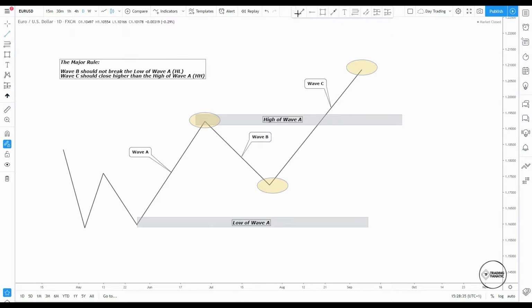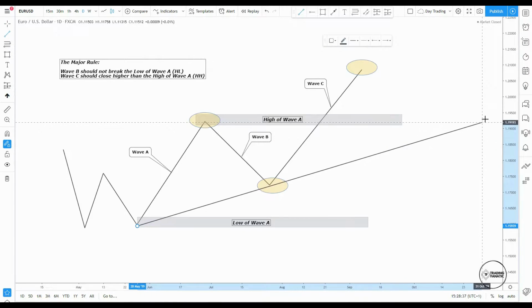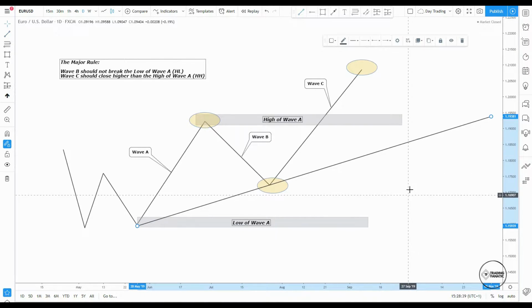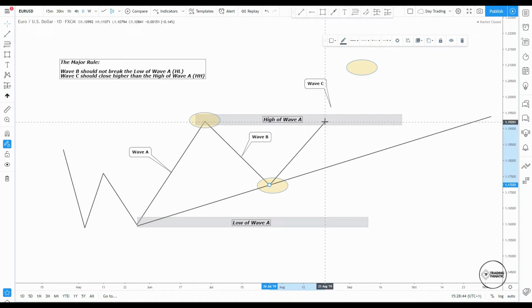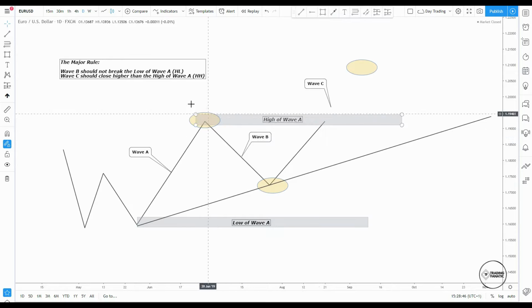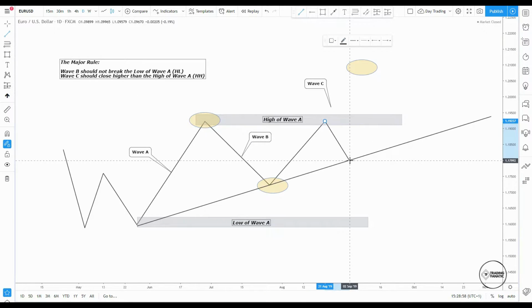This is very important, and this is only when you're going to draw your trend line. Why? Because if price action pushes up here and finds resistance at this, so this is not a higher high, well, your rule is not met. Wave C did not close higher than the high of wave A. So currently you have a double top potentially. And the probability of this trend line holding is much lower than if you have a higher high.